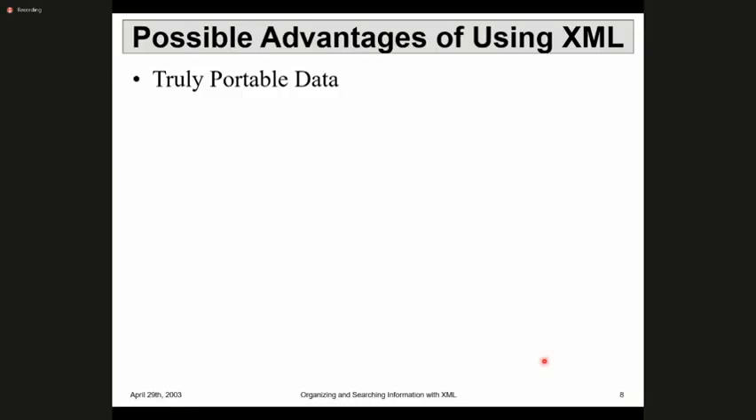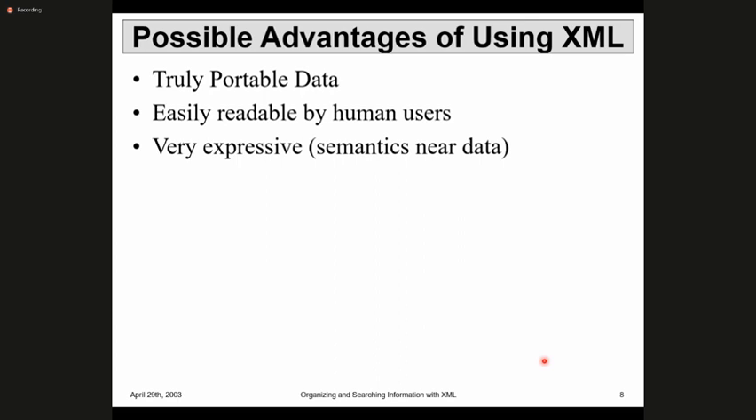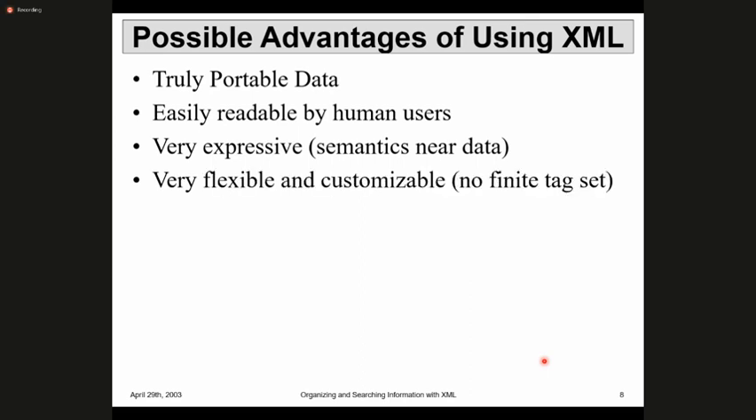Possible advantages of using XML. Truly portable data. Data is portable, right? You can read and write data from different places, not only the computer where the database exists. You can get the data from anywhere if you have proper connectivity. Easily readable by human users, which depends on the design of the application. Very expressive in certain cases, though there can be cases where the data is not very expressive. And very flexible and customizable.